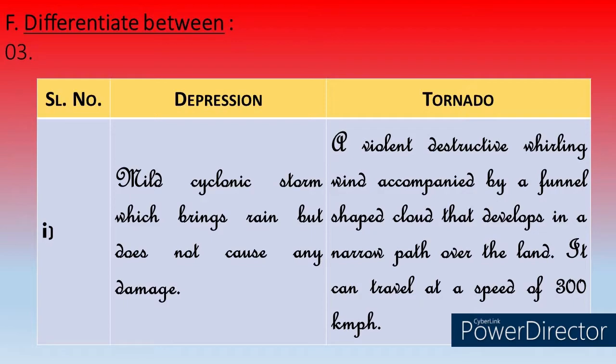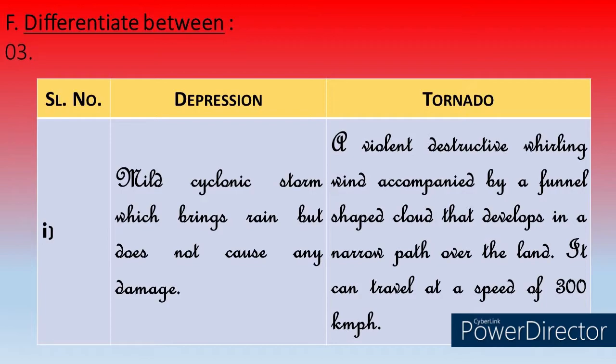So in almost all cyclones you come across a funnel shaped cloud. Above, you will have a broad surface, and on the earth's surface you will come across a comparatively narrow one. That's why it is known as a funnel shaped cloud that develops in a narrow path over the land. Okay, so a tornado mostly takes place above the land, and it can travel at a speed of about 300 km per hour. So this is the nature of a tornado.